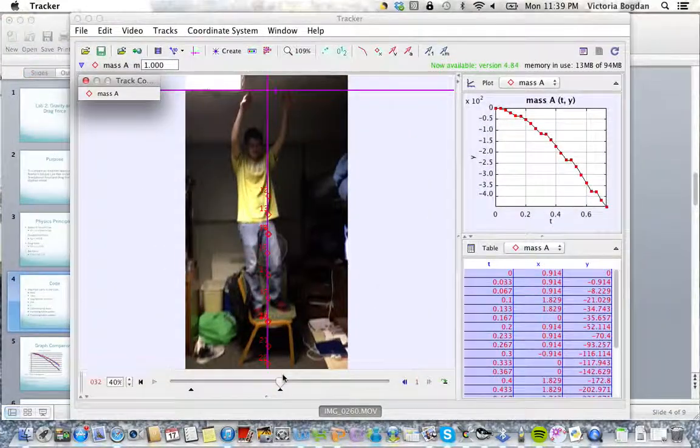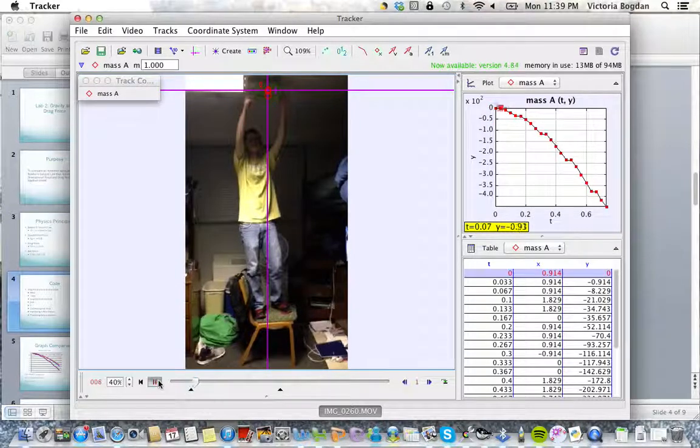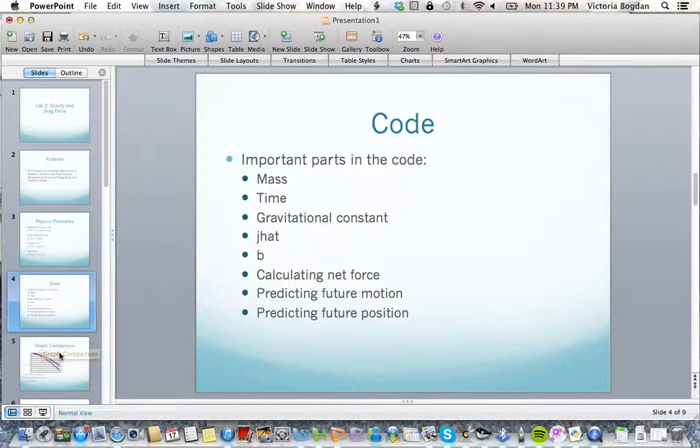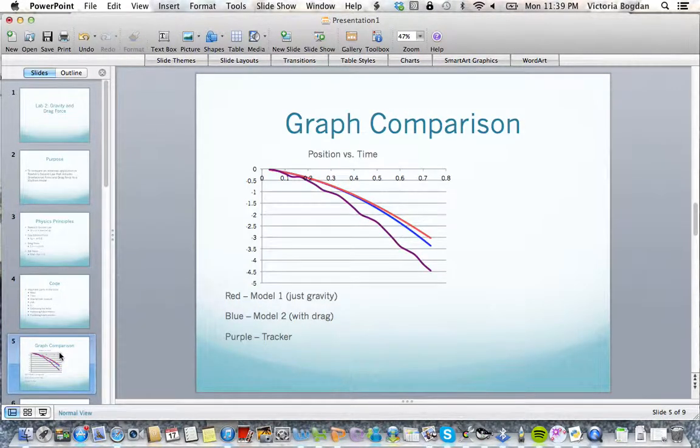So this is my video of a frisbee being dropped. In the graphic comparison, the red line is Model 1 with just gravity, the blue line is Model 2 with drag, and the purple is my data obtained from Tracker.